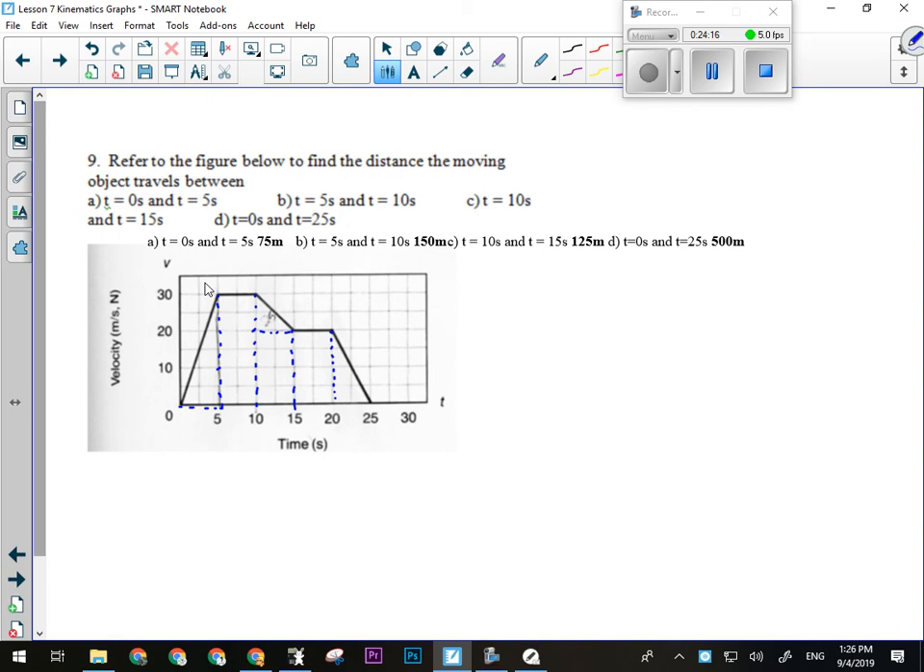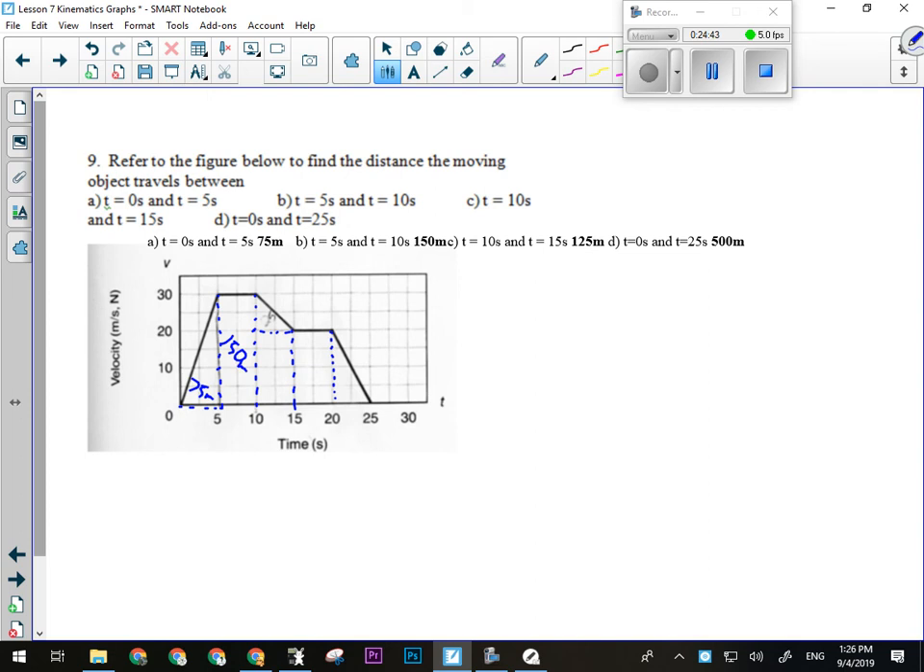So the first part, A, says between 0 and 5 seconds. I've got a triangle between 0 and 5 seconds because the object is accelerating. So I'm going to take the base, 5 seconds, and multiply by the height over 2. So 5 times 15 over 2 should give me 75, right? So 75 meters here. And then I've got 5 times 30. So I've got this big rectangle here. That's going to be 150 meters.